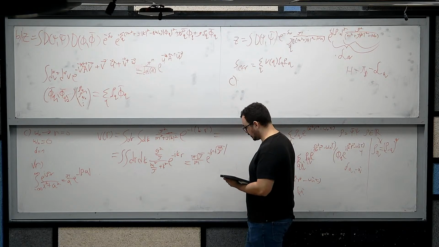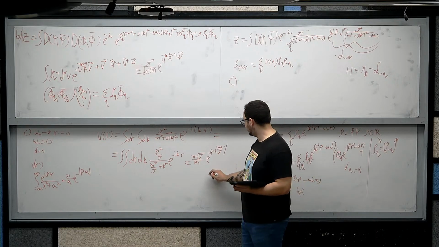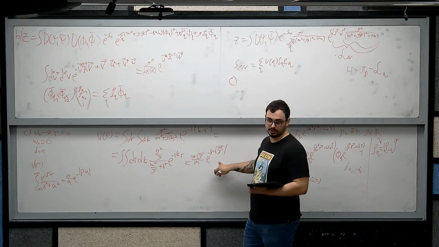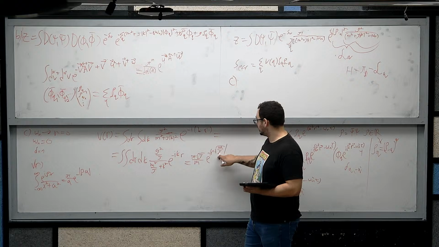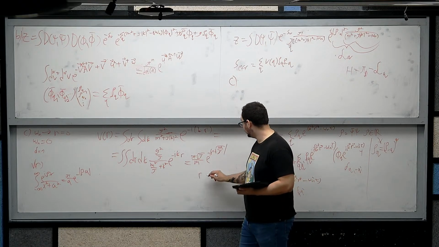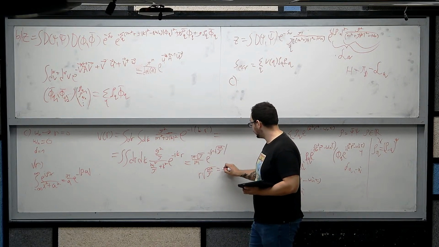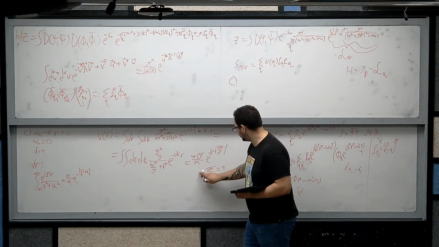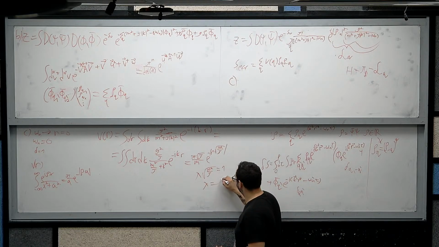And they want us to find the decay length. Decay length comes from where the power of the exponent is minus 1. So r times square root of m squared divided by j is equal to 1. Instead of r, it's lambda here. So lambda is equal to square root of j divided by m.